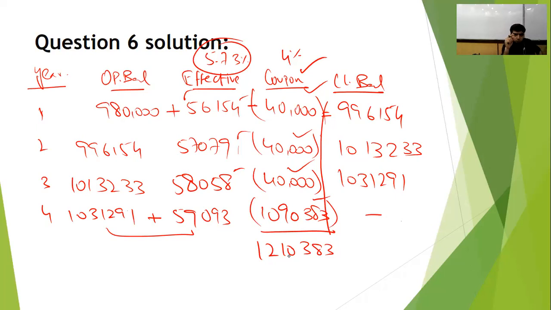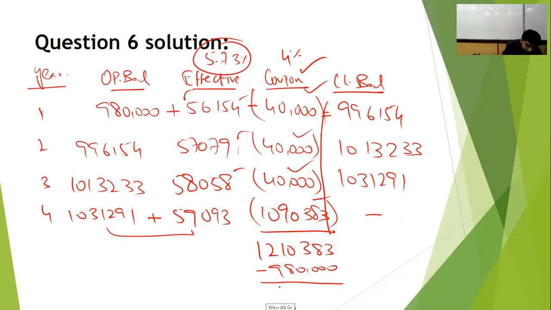And now let me know how much he has invested initially. Can you please let me know? Exactly, 9,80,000. Just look at the calculation. The total amount the investor received is 12,10,000, and the amount which he has invested is 9,80,000. Can you calculate the difference between these two?